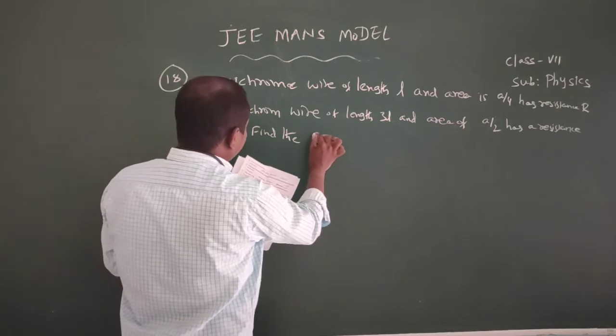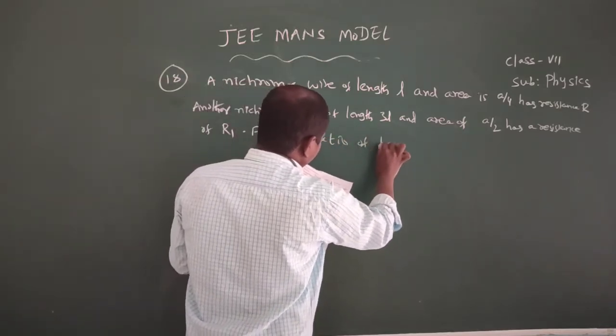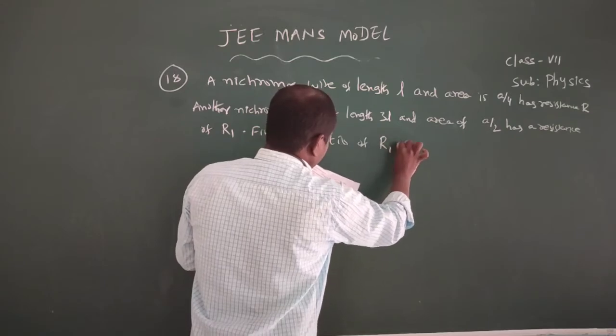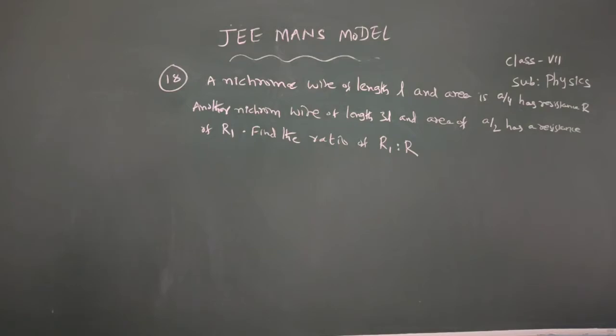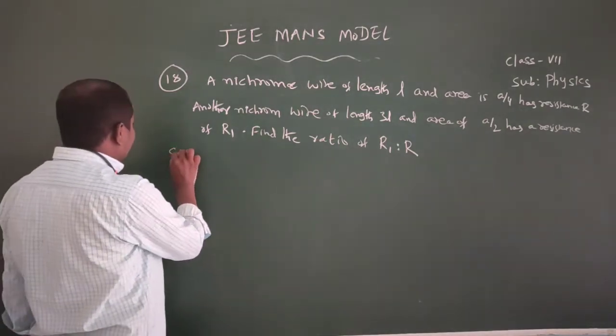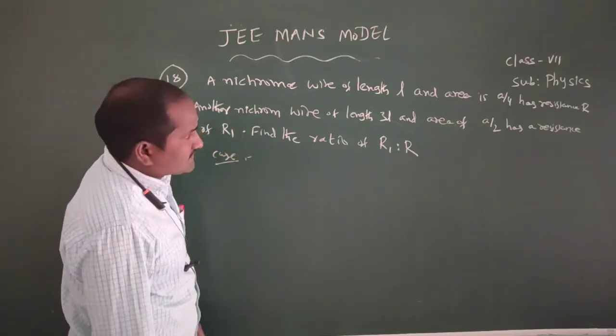Find the ratio of R1 is to R. In first case, case 1, here resistance equal to R.